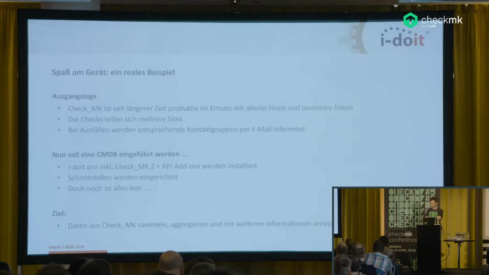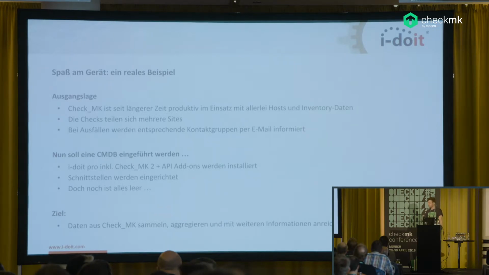You can work with one or several sites, it doesn't really matter. And then you have the normal everyday monitoring and you get this to work. So that's our situation, but this is our new case. Let's assume we do not have a CMDB active and we want to introduce one. We decide to take i-doit Pro. There are two add-ons you need to install, which is the Checkmk 2 plugin and the API add-on for i-doit, so they can automatically communicate. We're going to install that. I mean, you know how installation works, so I'm not going to show you.